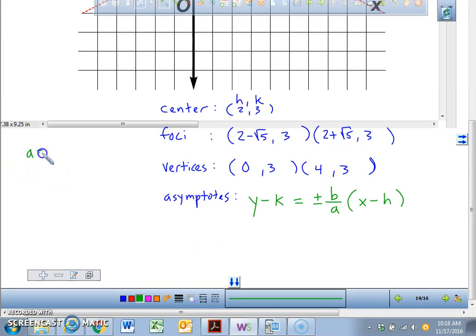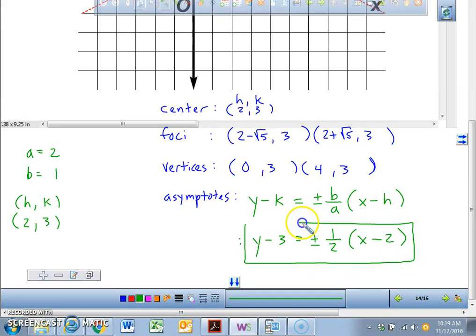Now remember, our a value was equal to 2. Our b value was a 1. Our h, comma, k value was at a 2, comma, 3. That was the center. So now all we're going to do is take our information and plug it in. Y minus k is y minus 3. Plus or minus, what is our b over our a? 1 over 2. Very good, 1 over 2. X minus our h value, which is a 2.